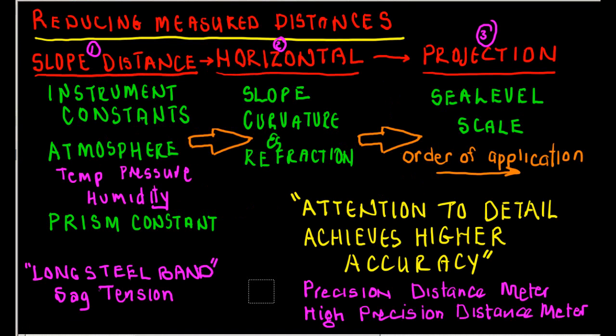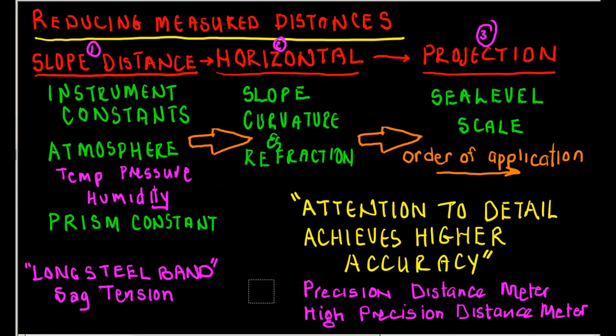Reducing measured distances. When we reduce measured distances, we can essentially break the process up into 3 steps. The steps must be done in this particular order as well. So the first step is to deal with the slope distance. This is the actual distance we measure from our EDM, electromagnetic distance measuring equipment, to the prism, and this is actually measuring or reducing the slope distance.